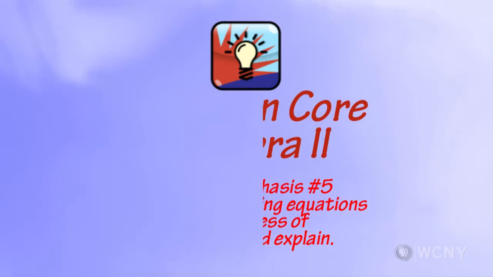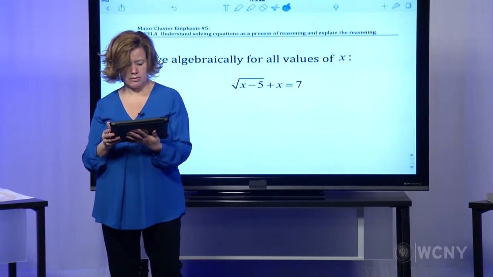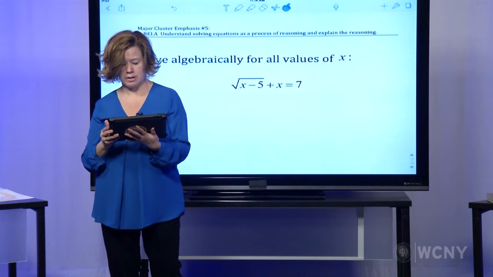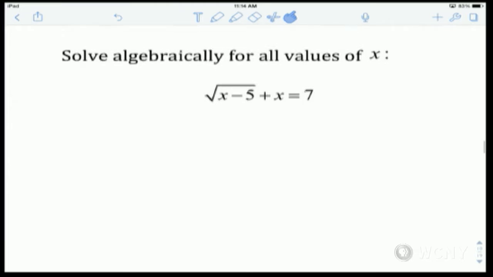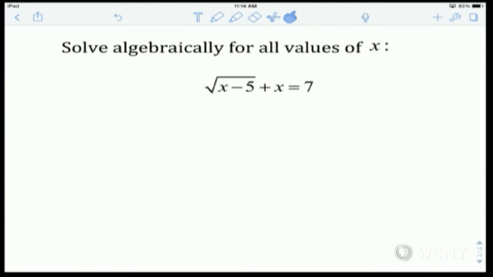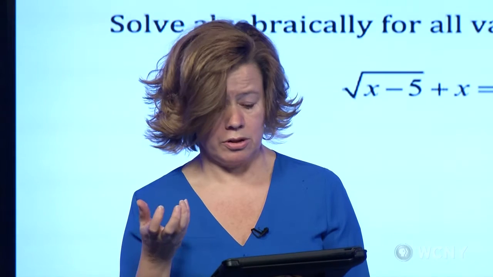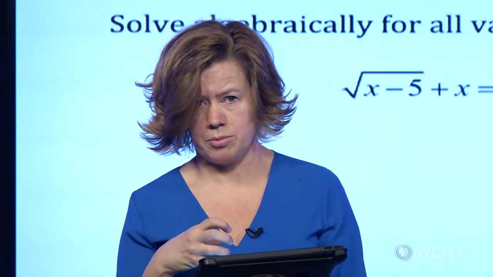Moving on to cluster emphasis 5. That asks us to understand solving equations as a process of reasoning and explain that reasoning. So here we're going to solve algebraically for all values of x. We have the square root of x minus 5 plus x equals 7. Well, we have a couple of different x's there, and you always need to get the most complicated piece alone first. So x minus 5 under a square root is the most complicated piece.